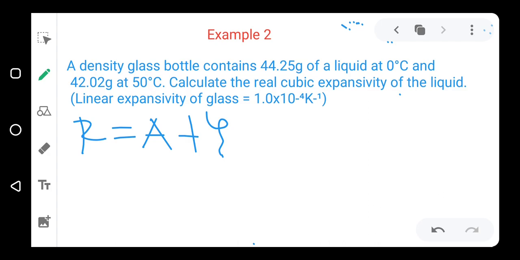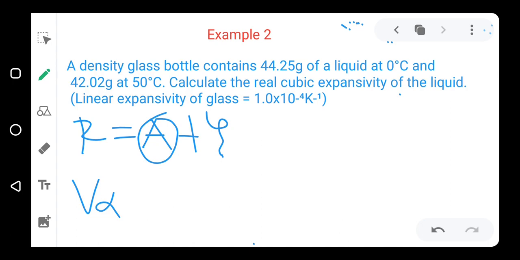Now, that means that we have to find the apparent cubic expansivity. Here we are given the linear expansivity of the container as 1.01 times 10 raised to power minus 4. Now, we know that our apparent cubic expansivity here is equal to the amount lost over the amount remaining times temperature change.